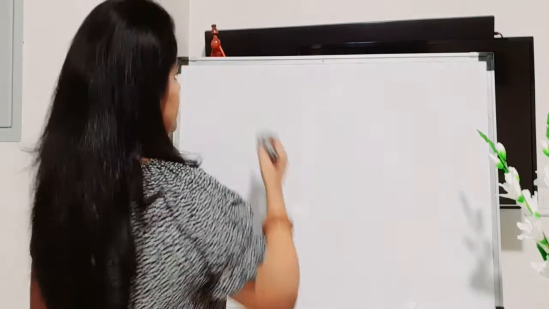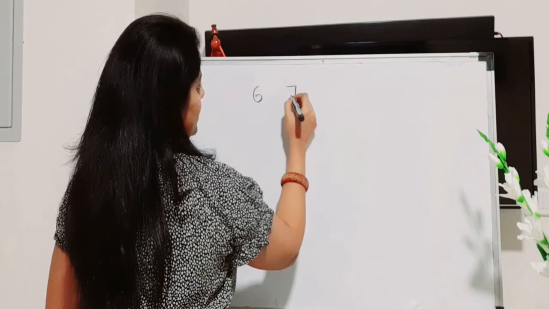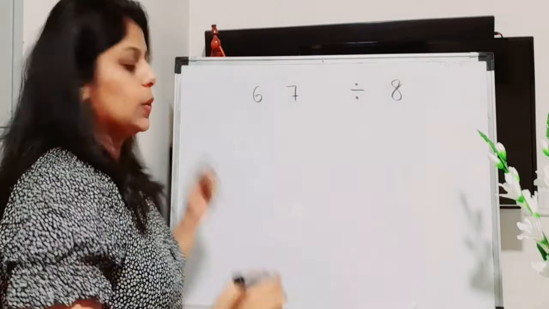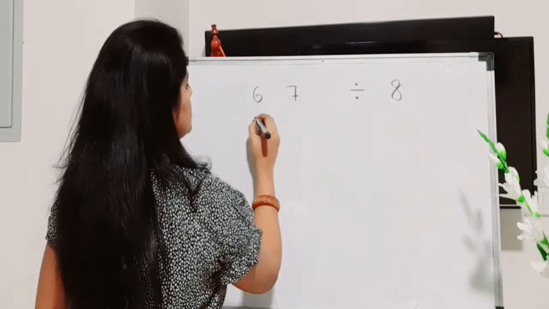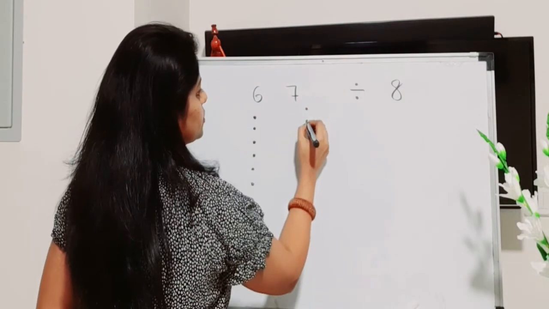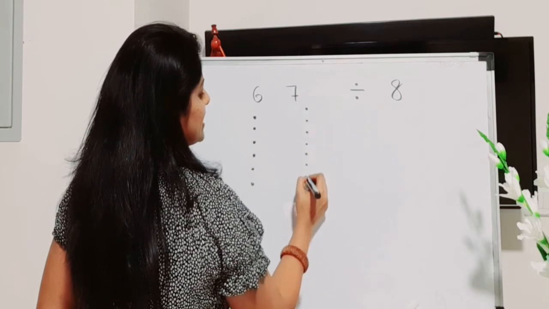So one more last question we'll solve. With this, I guess I'll have completed all the different types of questions. Even after that, if you have any doubts or queries, you can comment in the session below. So the last question is 67 divided by 8. Okay. 6 means 6 dots: 1, 2, 3, 4, 5, 6. 7 is 1, 2, 3, 4, 5, 6 and 7.